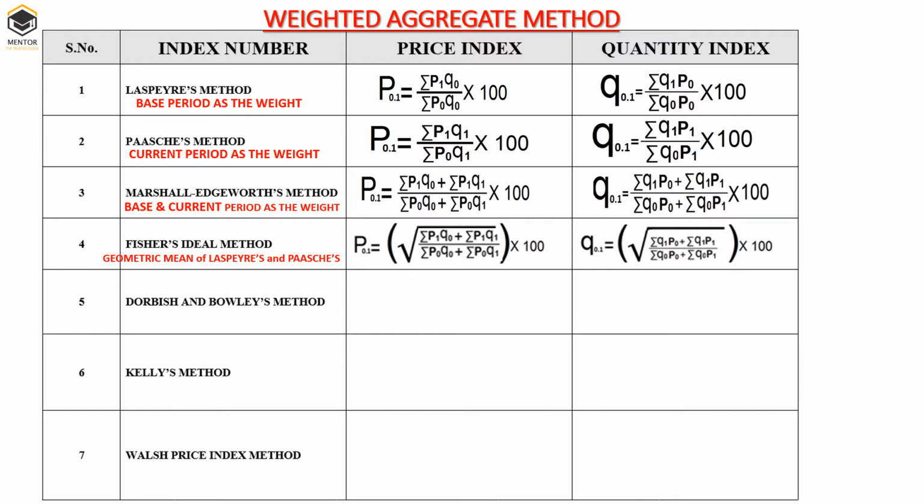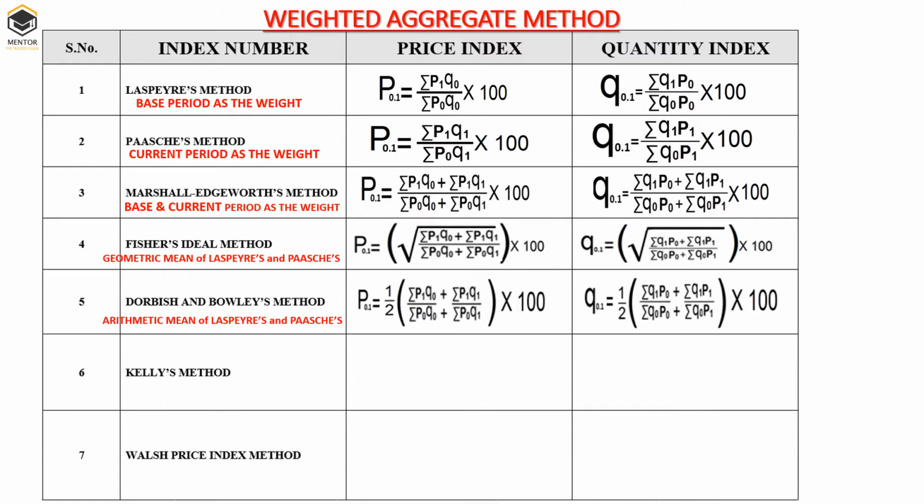Next we have Bowley's method. Here the author has taken the arithmetic mean of the Laspeyres and Paasche methods. Arithmetic mean means we will be having two formulas, so the summation of two formulas divided by 2. So how are we going to have these formulas? The first formula, summation P1 Q0, is from our Laspeyres method. The second formula is from our Paasche method. So we got this one same here, right?